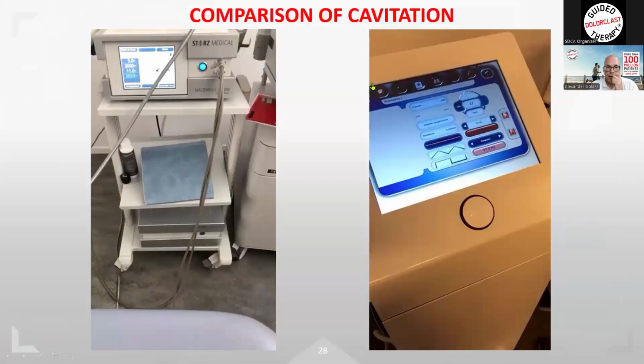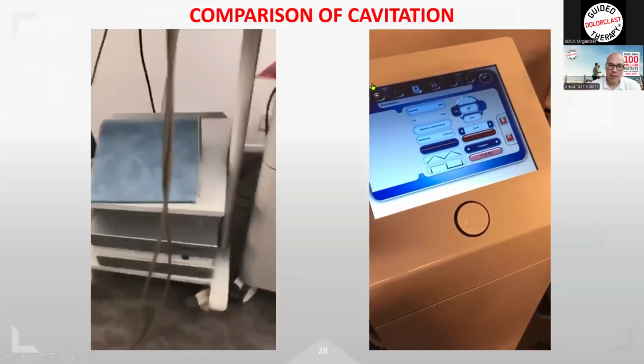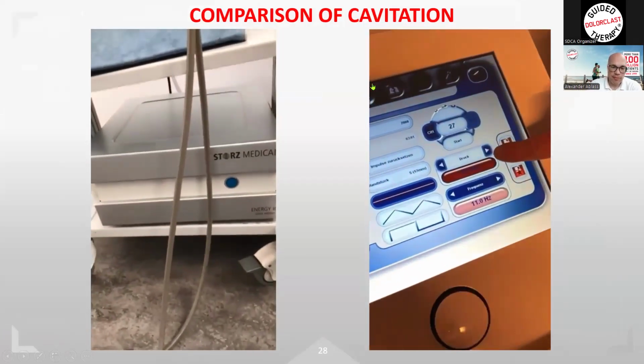I want to show you just two comparison videos of two devices compared with an EMS device, where you can see basically how cavitation looks like and how it doesn't look like. I put both for the same time.